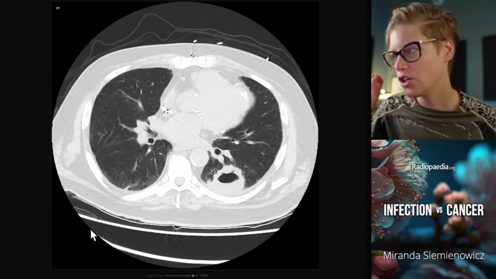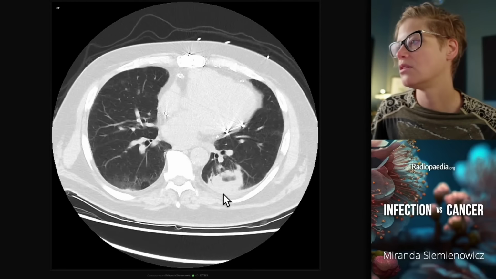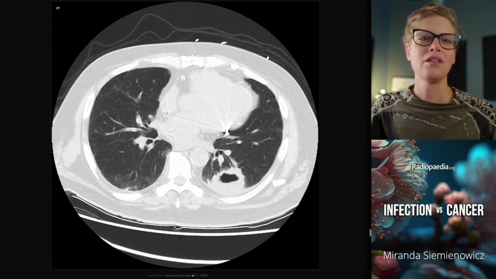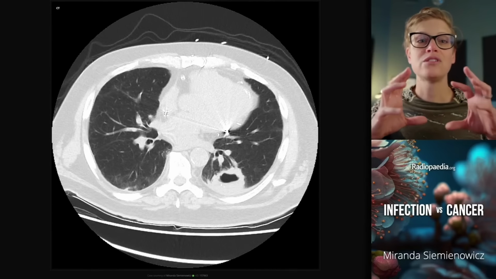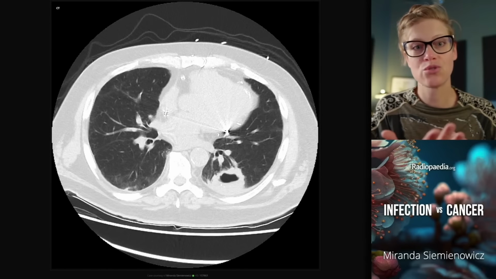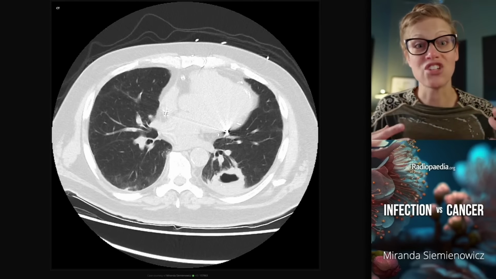Let's just go back to the axial images for a moment, because I also want to point out the way that these bronchovascular structures are curving in towards the lesion. They are curving in because the lesion is causing that local architectural distortion. It is bringing in those bronchovascular structures. The lesion is in charge.